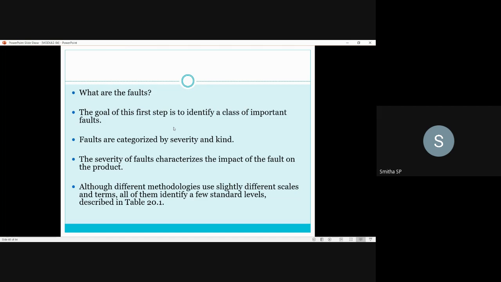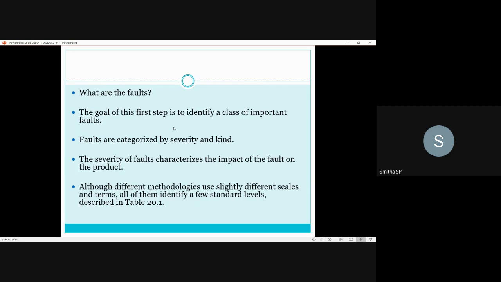Faults are categorized by severity and kind. As I said, you need to identify the class of those faults. So how will the faults be classified, how will they be categorized? They are categorized by severity, that is, what kind of severity the fault has, and what kind of fault it is.